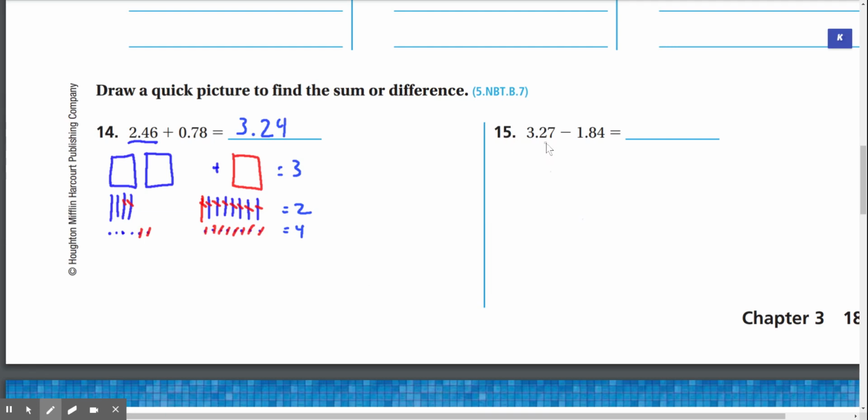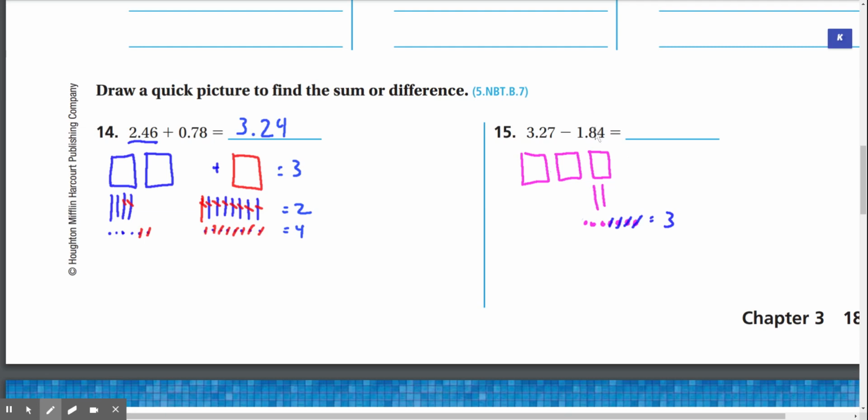Number 15. We have 3.27 minus 1.84. Let's draw 3 squares, 2 sticks, and 7 dots. Now we're going to subtract 1.84. We're going to subtract by the hundredths place first. Subtract 1, 2, 3, 4, which should give us 3 left.